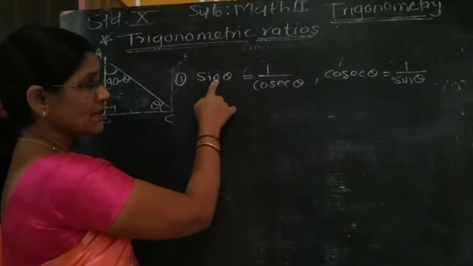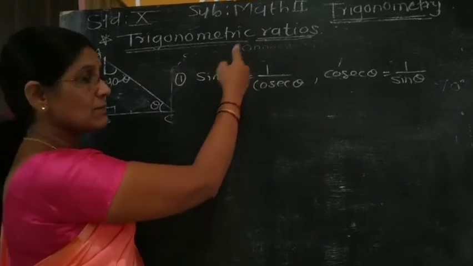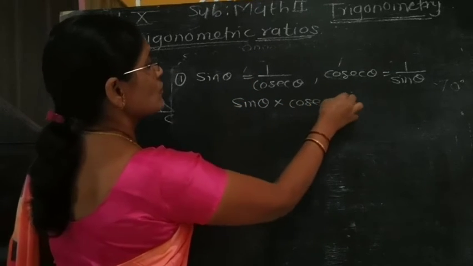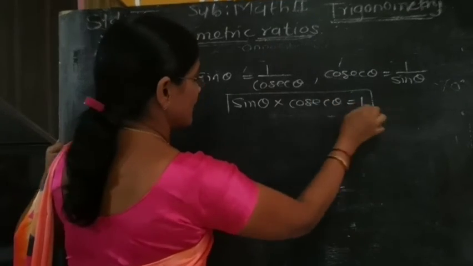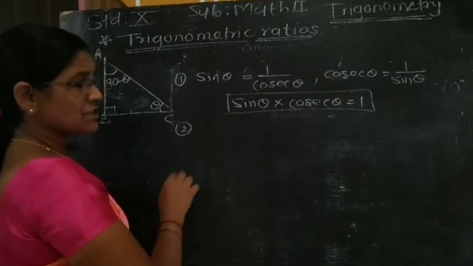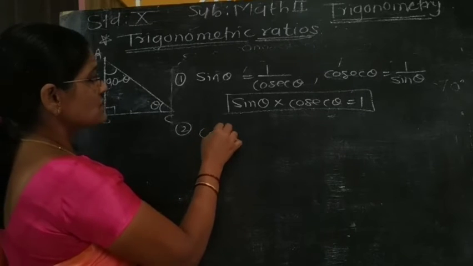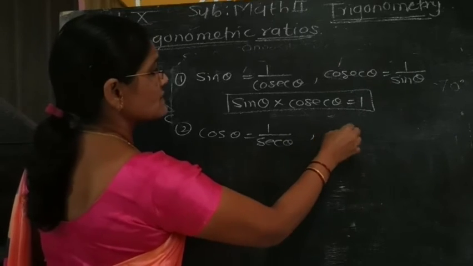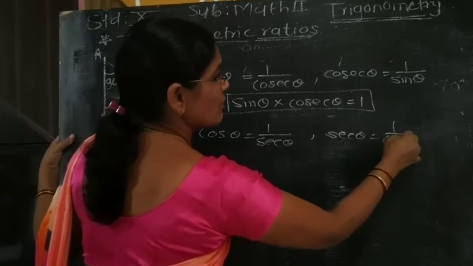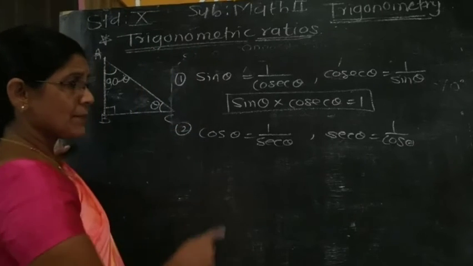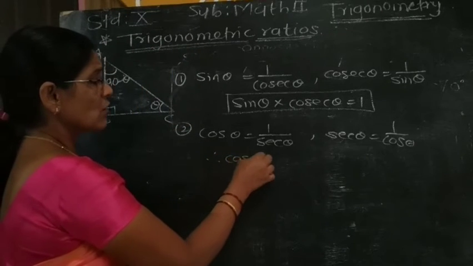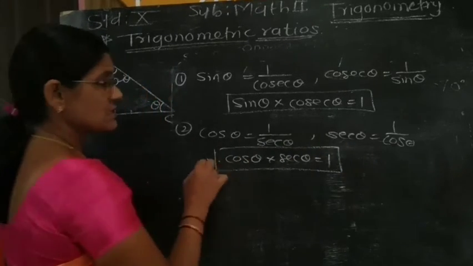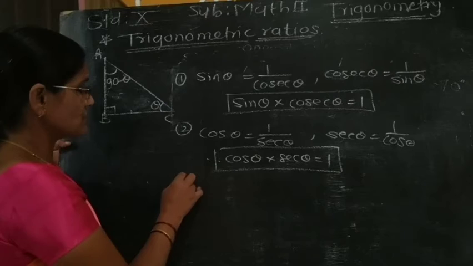And when we cross multiply them, cosec transfers to the left side, it will become multiplying. Means here we get sin theta into cosec theta is equal to 1. Same way, second relation, that is cos theta is equal to 1 upon sec theta, or sec theta is equal to 1 upon cos theta. By cross multiplying, we get cos theta into sec theta is equal to 1. This is the second relation for inverse relation.